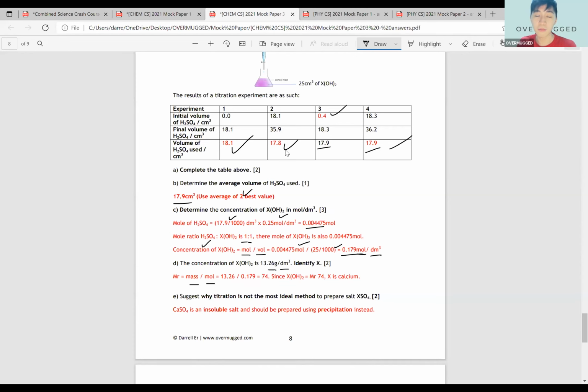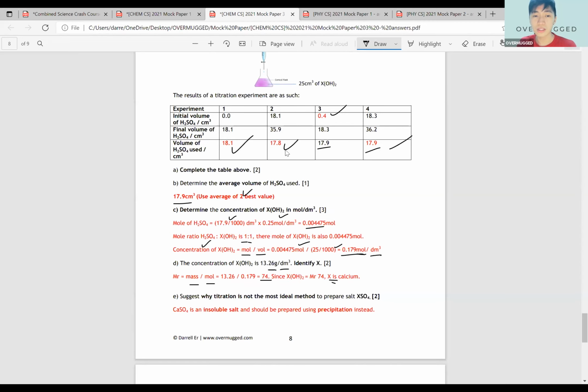So how do I find MR? MR is mass over mole. And when I do that, I recognize that, hey, my MR of XOH is 74. So if I subtract away the MR of OH2, X is actually MR 40, therefore it is calcium.